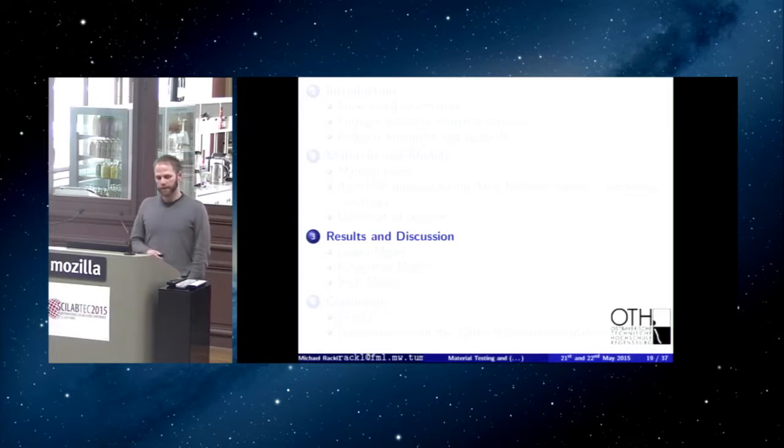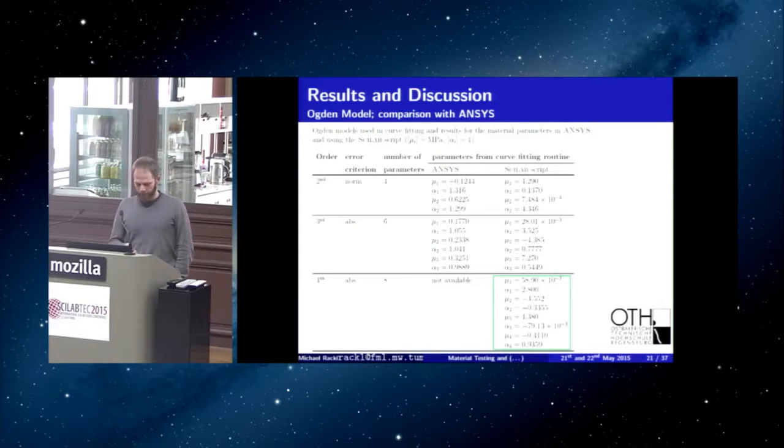So as for the results, I will start with the Ogden model. Well, these are what you can see here. Basically, on the left column is the respective order of the model, which error criterion we used, the number of parameters which is connected to the order, then the results from ANSYS, which stop here because it's just not possible to fit a higher order model in ANSYS, and the results from our Scilab script.